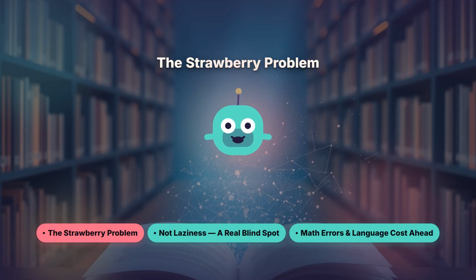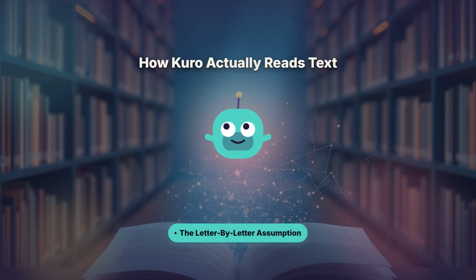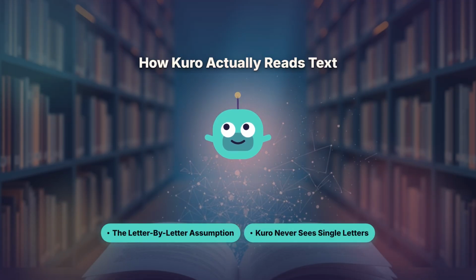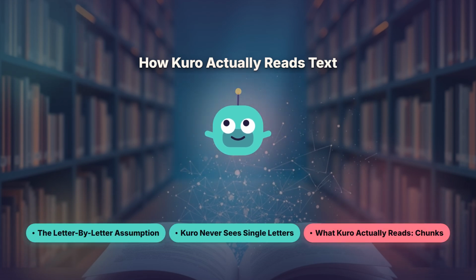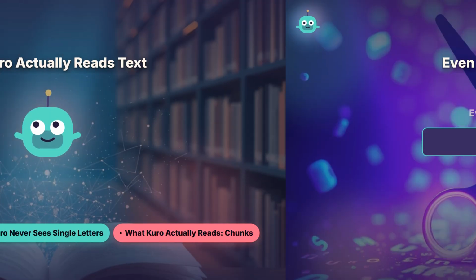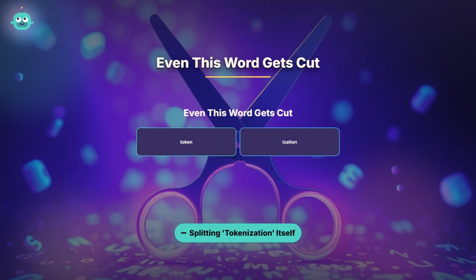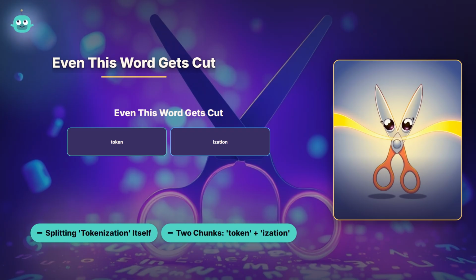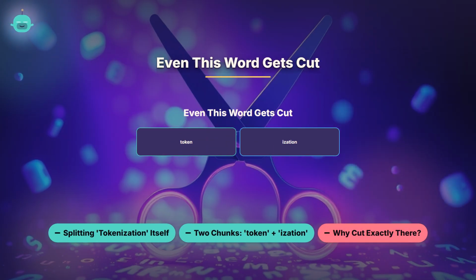Let's find out why. Most people assume Kuro reads text one letter at a time, like we do. He doesn't. Kuro never sees a single letter at all. What he actually reads are chunks, and where those cuts land is about to get weird. Take the word tokenization itself. Kuro doesn't see 12 letters. He sees two chunks, token and ization. Those chunks are called tokens.